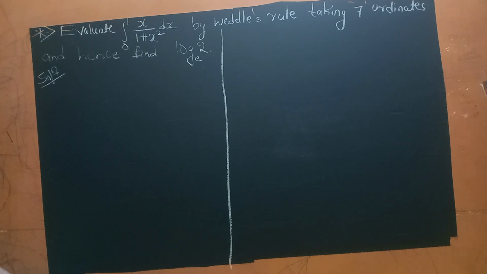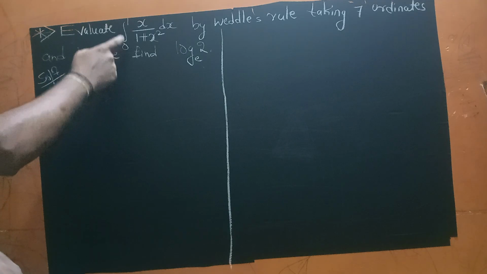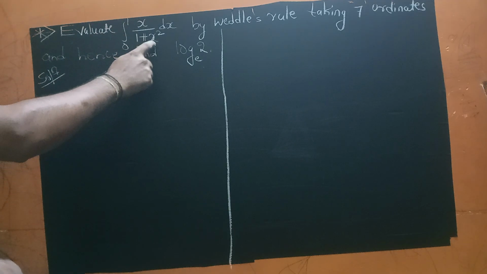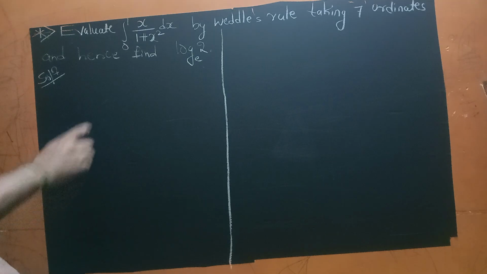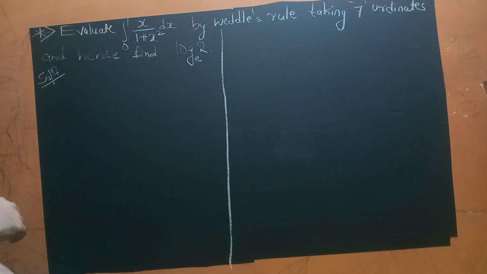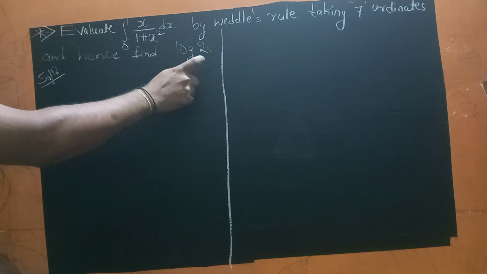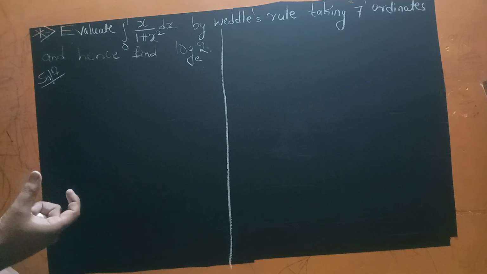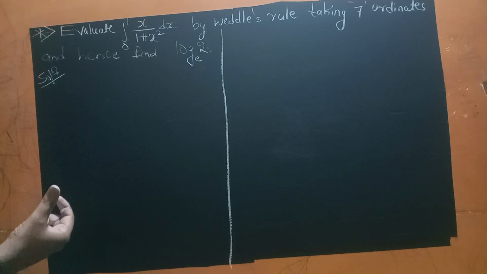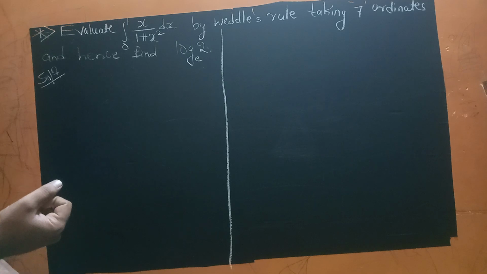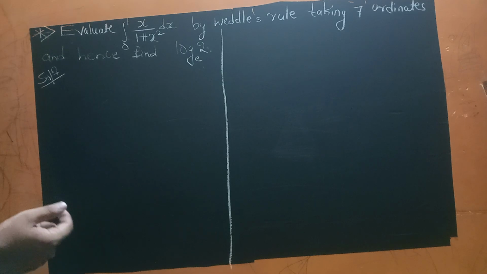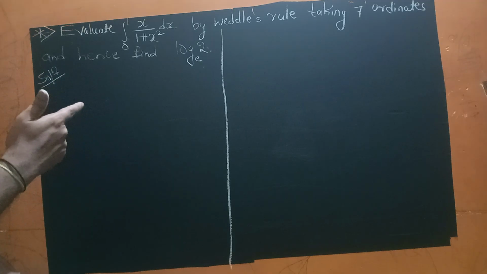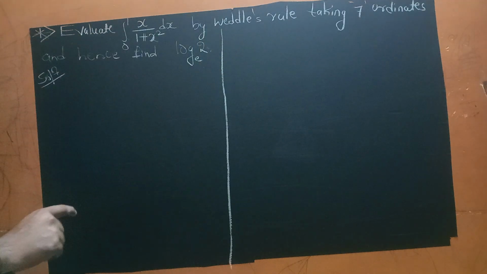Now you see here we have the problem: integral 0 to 1 of x by 1 plus x square dx. This we have to evaluate by using Weddle's rule, taking 7 ordinates, and hence find the value of log 2 to the base e. To apply Weddle's rule, the minimum requirement is that n, the number of strips, should be at least 6. If the number of strips is 6, then definitely it is 6 plus 1 ordinates. That is the reason 7 ordinates is given.